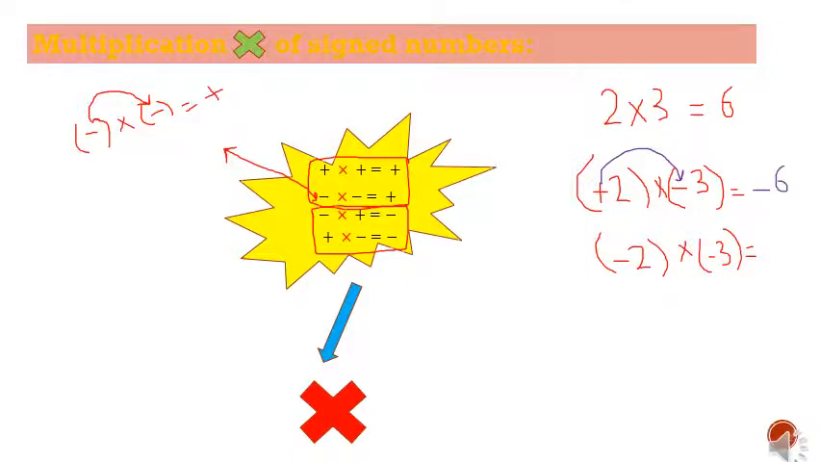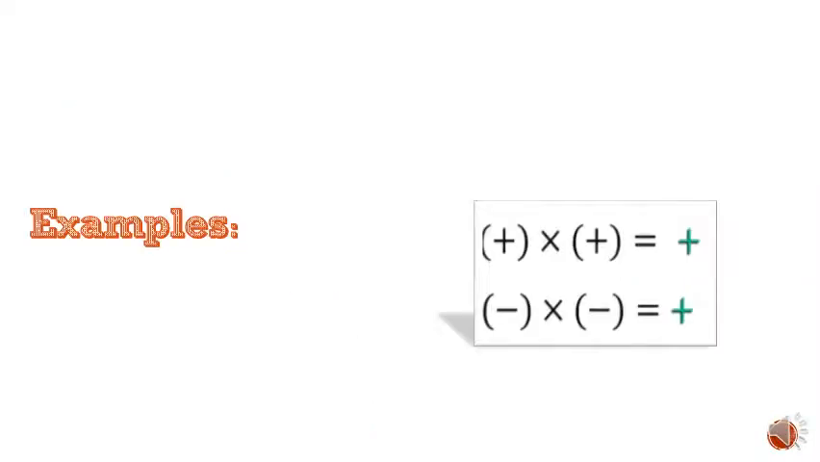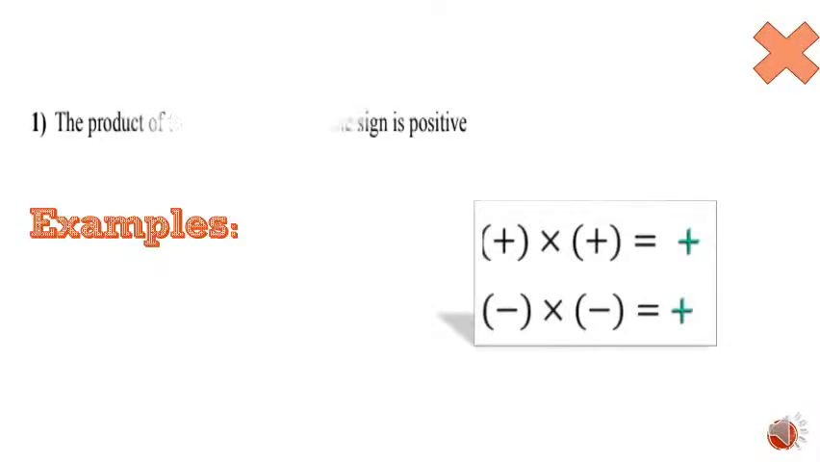And here let's multiply the signs. Minus times minus, we said that same signs, their answer will be positive. Why? Because the minus here will change the sign of the second number, which will be positive, and 2 times 3 is 6.